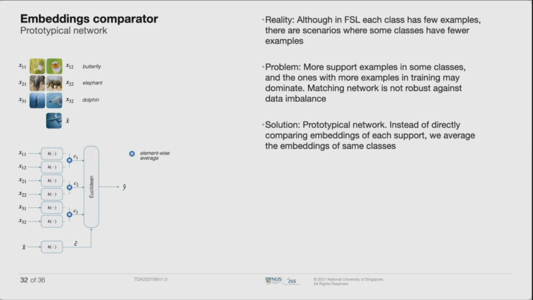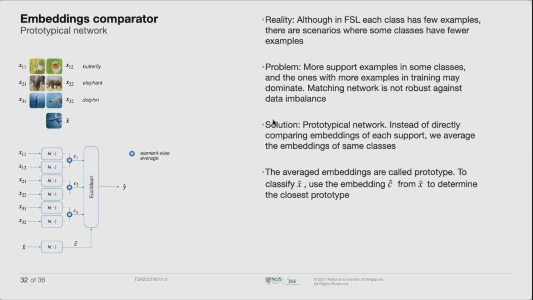Instead of directly comparing embeddings of each support, we average the embeddings of the same classes. The average embeddings are called prototypes. It is expressed as C in the illustration. In the illustration, we have C1, C2, and C3. These are the prototypes from each class, and the embedding generated from the query image X hat is denoted as C hat. And C hat is directly compared with C1, C2, and C3 using Euclidean distance.